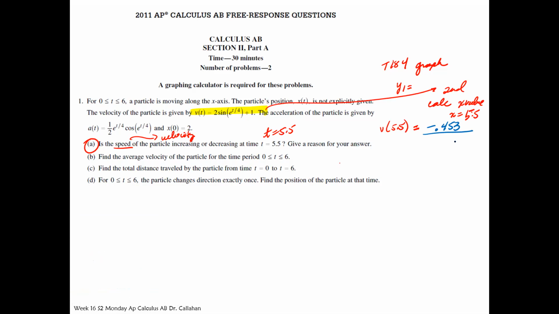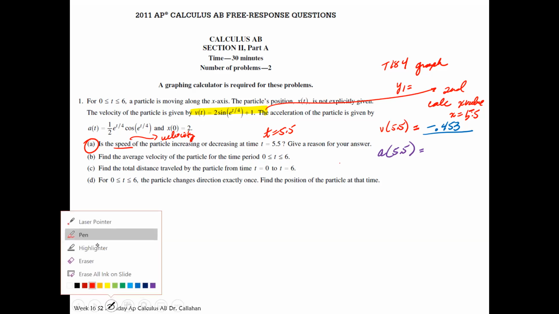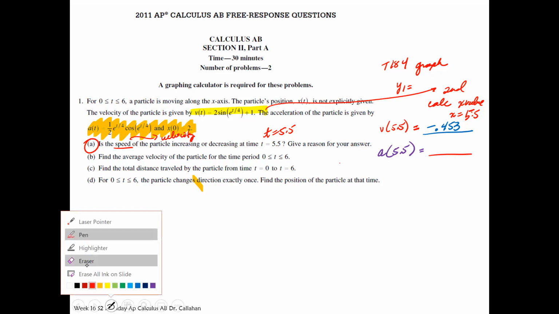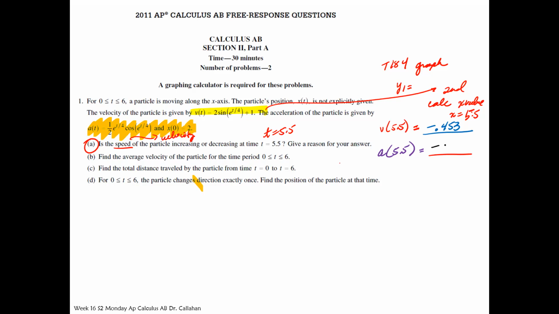Then you're going to take a look at the acceleration, because you obviously need to compare this to something. So for your acceleration, you're also going to use 5.5. You're going to put that 5.5 into this second equation, which is acceleration right here, and figure out what your acceleration is at t equals 5.5. Type that into your calculator. You should get 1.359. So you're going to compare these two right here.